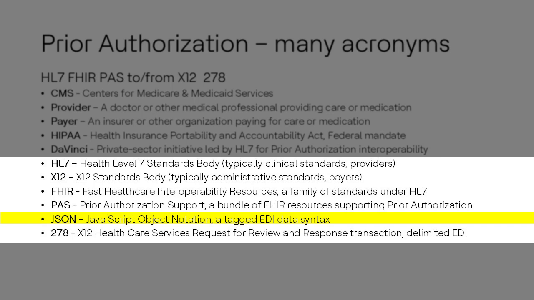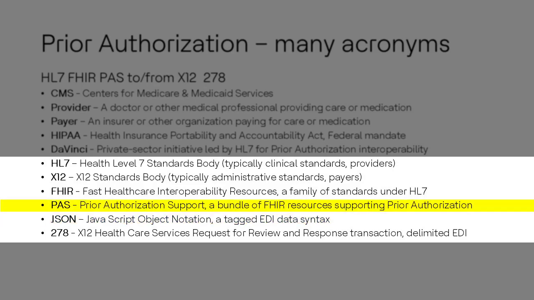JSON, or JavaScript Object Notation. This is a lightweight, tagged data syntax that FHIR uses. It is what modern developers and APIs want to consume. PAS, or Prior Authorization Support. This is a specific bundle of FHIR resources designed to support the prior authorization workflow from the clinical side. And lastly, the X12 278. This is the HIPAA-mandated Healthcare Services Request for Review and Response transaction.